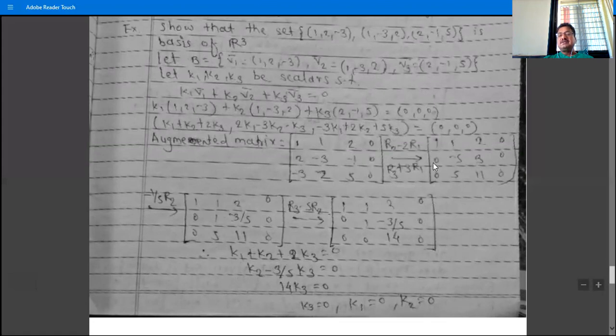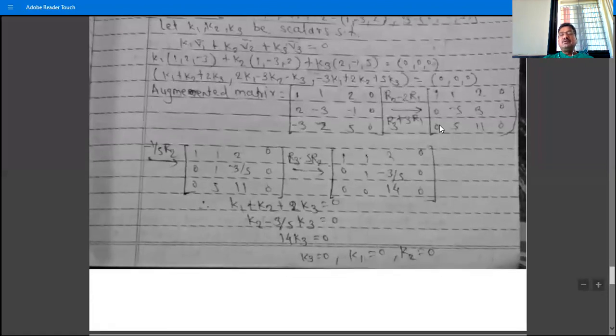So we have the first row as it is, then the second row and third row. Then apply minus 1 by 5 R2, because we have to reduce this minus 5 element to 1. So we have 1 at that place. We have minus 3 by 5 at this place, with the first row and third row as they are. Then we have to reduce this 5 to 0, so R3 minus 5 R2. So we have 0, and here we have 14, 0. We have to reduce this 14 to 1 or leave it as it is. So apply one more operation, 1 by 14 R3. Then we have 1 at this place, and that is the echelon form.